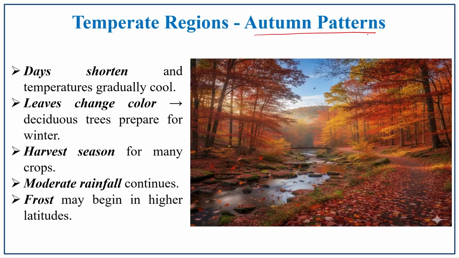Next is the autumn pattern. The days shorten again, and the temperature gradually cools. The leaves change their color and deciduous trees prepare for the winter season. It is the harvest season for many crops, moderate rainfall continues here, and frost may begin in higher latitudes. So, these were the major characteristics of the temperate region autumn season.